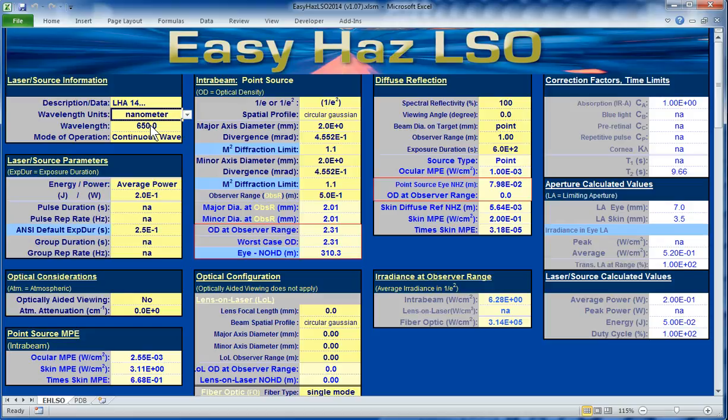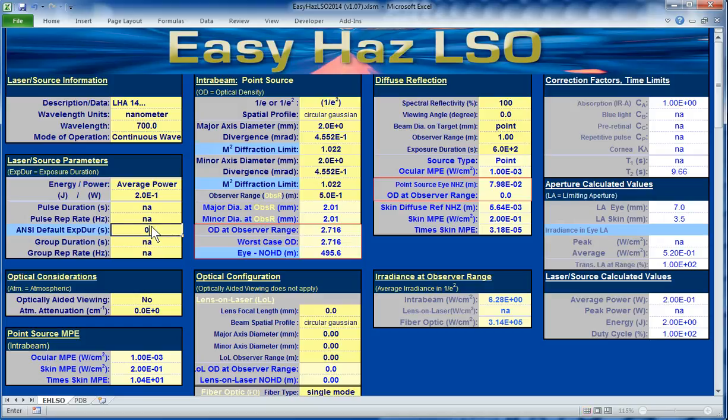So we know that from 650 through 699, we're going to have the same MPE, which means our OD value is the same through the entire visible region, which is 2.3. For the OD, we would round to 3. Let's look at 700. Okay, now we've moved to the near IR. We've noticed that the OD has gone up to 2.7. Why? Well, because the exposure duration went up.